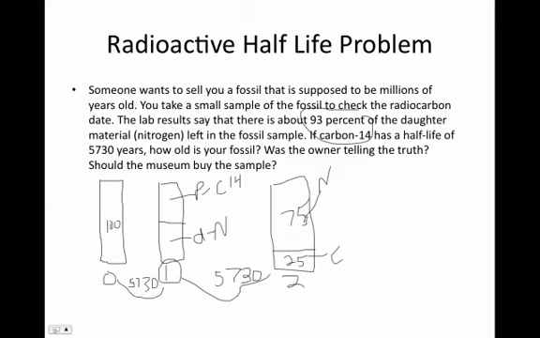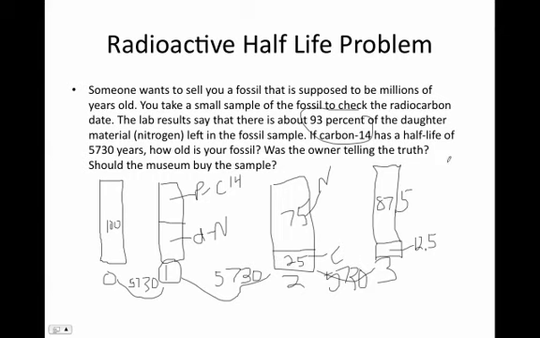We're only at 75. So we divide this by 2 again, so it goes down to 12.5. So after 3 half-lives, we have 12.5 of the carbon, and the rest is made up of the nitrogen, which is now 87.5. So that's another 5,730 years. We're still not there.